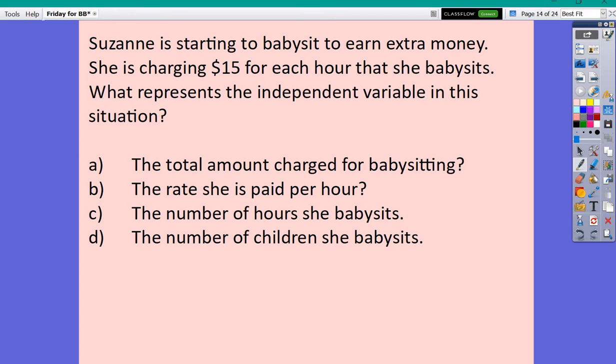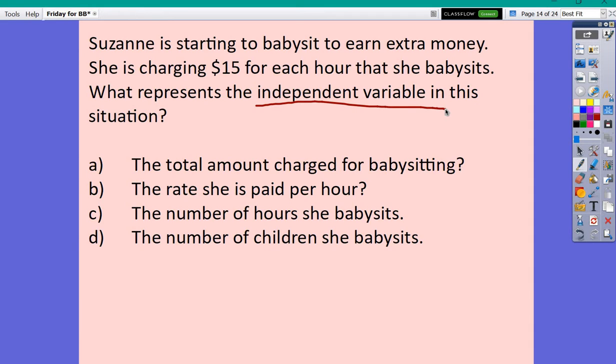This one's multiple choice. It's still pretty difficult, but at least we have options now. So it says Suzanne is starting to babysit to earn extra money. She is charging $15 for each hour that she babysits. What represents the independent variable in this situation? So this is going to be the thing that Suzanne has control over, or that Suzanne is changing, or the event that directly causes something else. Okay, so let's read through our choices.